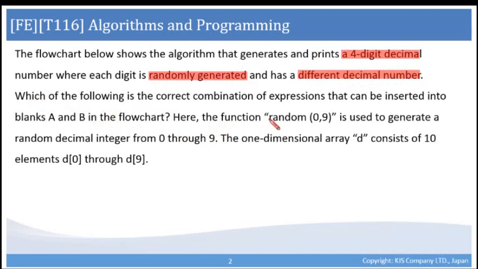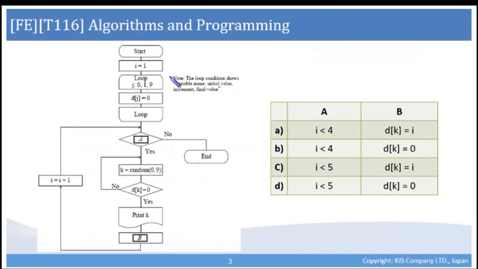Here, the function random(0, 9) is used to generate a random decimal integer from 0 through to 9. The one-dimensional array D consists of 10 elements, D0 through to D9. So here we can see the algorithm which we're going to be analysing, and also on the right here are options for A and B, which are going to be inserted into our algorithm here, A here and B here.